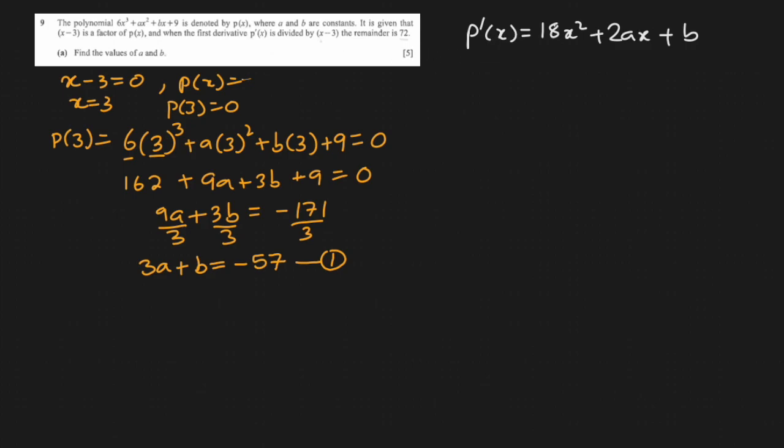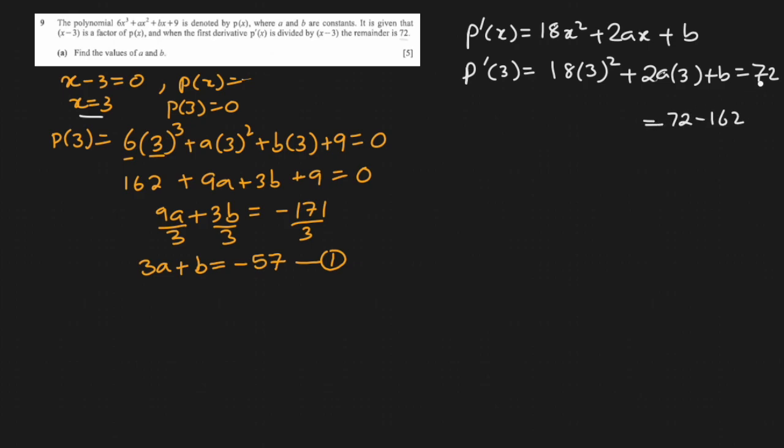Now they're saying when divided by x minus 3, that means again we will substitute 3 here. So P prime 3 will be 18 times 3 square plus 2a times 3 plus b is equal to, how much is the remainder? 72. Hopefully this will give us another equation, which is 18 times 9, 162. Let me bring 162 to the other side. So 72 was already there, 162 came in negative. Okay, it becomes 6a plus b. This is equation number 2.